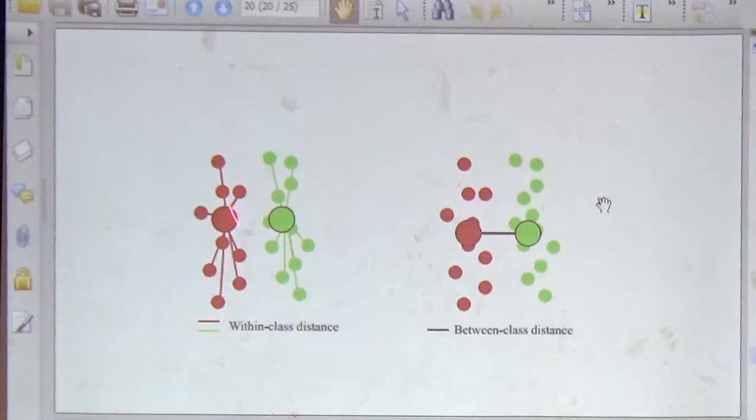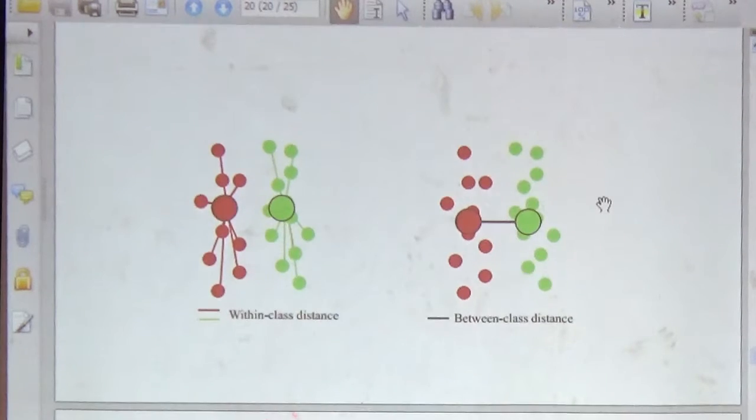You want to compute within class, you have to compute these distances. This is mu1, this is mu2, then this is the set of within class distances. And there is a global mean somewhere, and you have to calculate the distance between two different centroids. So what is the separation? How well separated two different classes are is captured by between class distance, and how tightly each class is clustered around its own centroid is given by the within class scatter matrix.